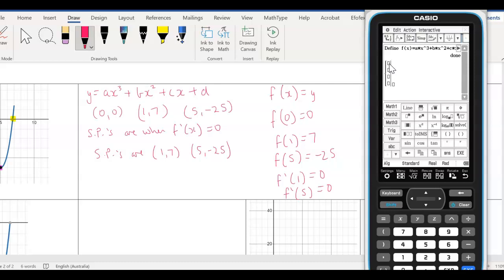Now, because we've defined it, I don't need to type in the whole thing again. I can just say, all right, let's do f of 0 equals 0. f of 1 equals 7. f of 5 equals negative 25. And then we'll just do the first derivative.